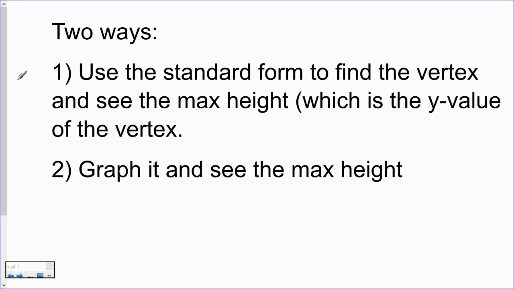So there's two ways to do this. You can take this equation and use the standard form to find the vertex and see the max height. That's the y value. So on the last video, when we completed the square, that y value would be the max height. The x value would be how many feet it's gone at that point when you're at that max height. The second is to graph it and see the max height.